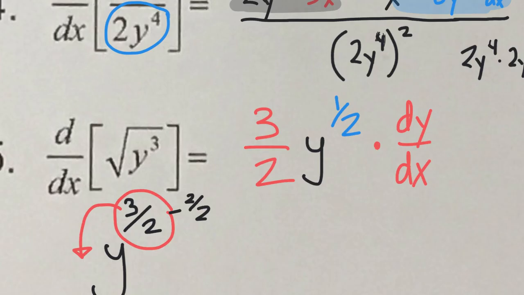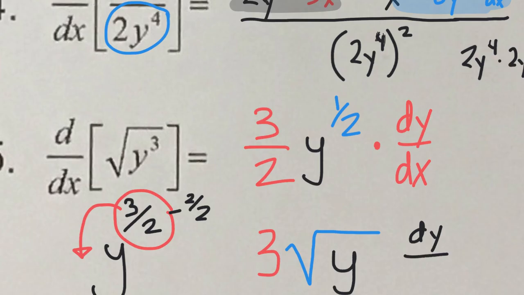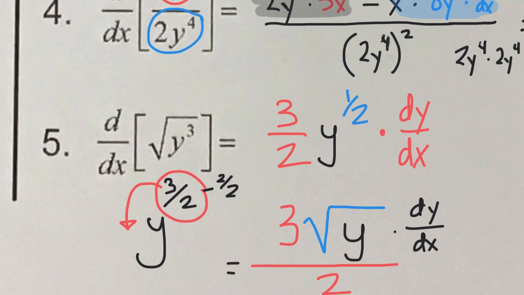Okay, so we have, let's change our fractional power back into a square root. So the 1/2 power becomes our square root. We have a 3 in the numerator, and we have a 2 in the denominator, so all of that's going to be over 2. Okay, 3 times the square root of y over 2. And then we're going to put our dy dx up here on top, in our numerator also.